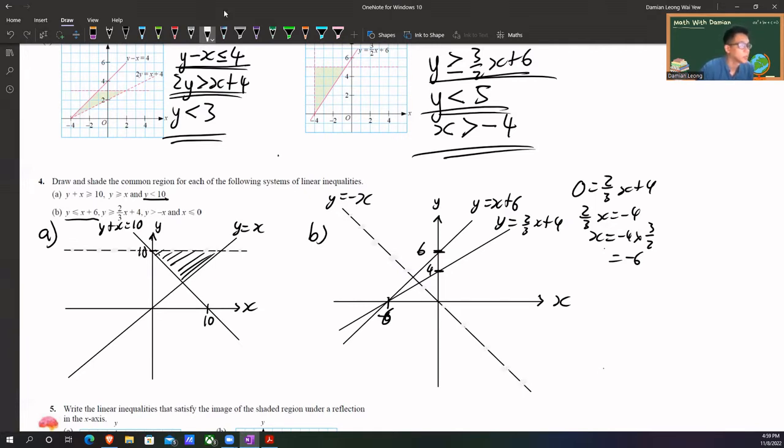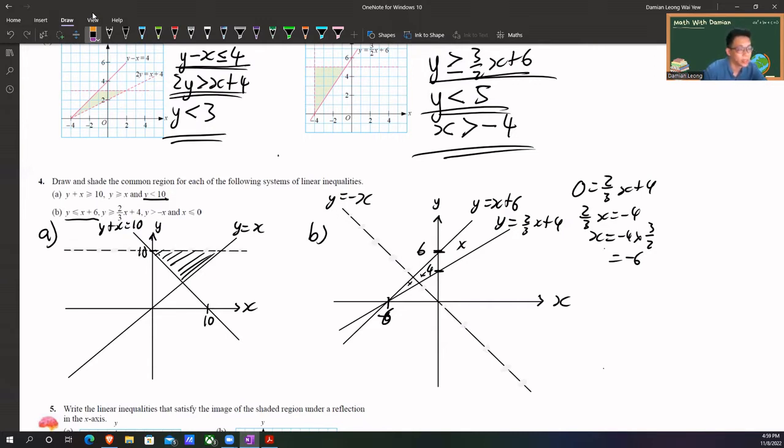Okay, this one, y less or equals x plus 6, below this x plus 6 line. Any of these regions here. Okay. Y more or equals 2 over 3x plus 4, above this 2 over 3x line. So it cannot be any of these that are below.